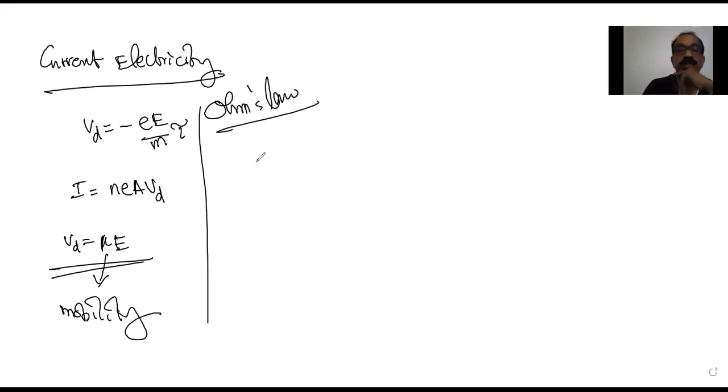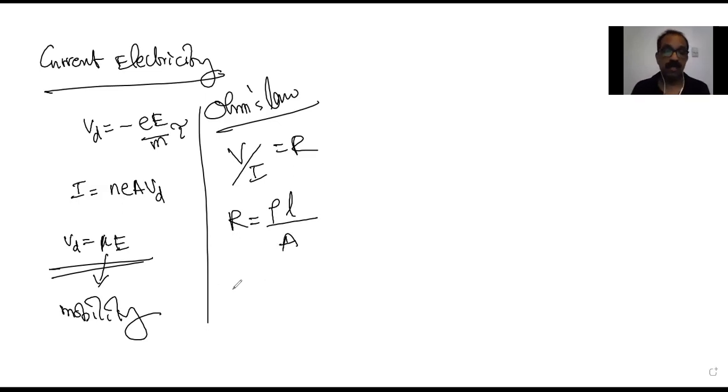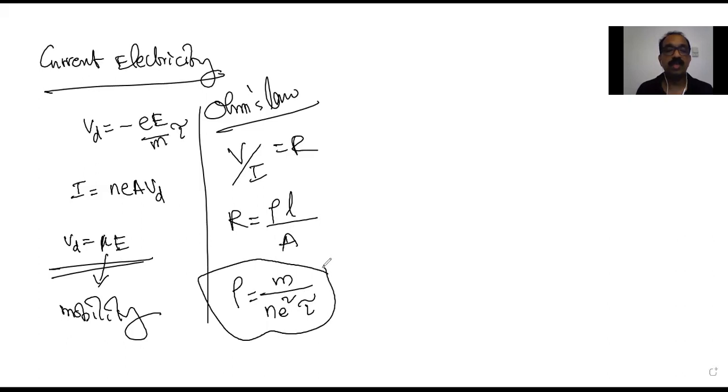We have the concept of Ohm's law. All of you are okay with that. V by I is equal to R, where R is the resistance. Resistance is a constant which depends on resistivity, otherwise specific resistance, length, and area of cross section. Resistivity in turn depends only on these factors: m by n e squared tau. Memorize this equation as well. Resistivity depends on the number density of free electrons, that is small n, and relaxation time.